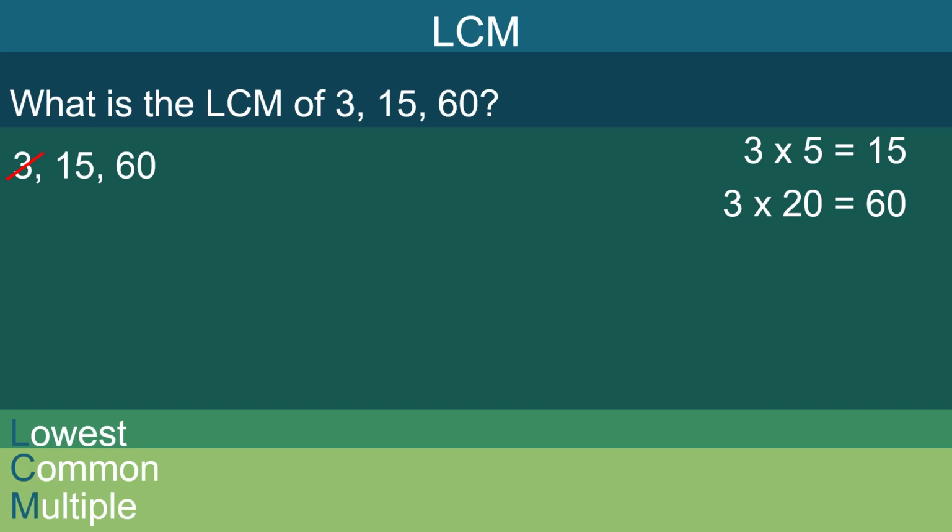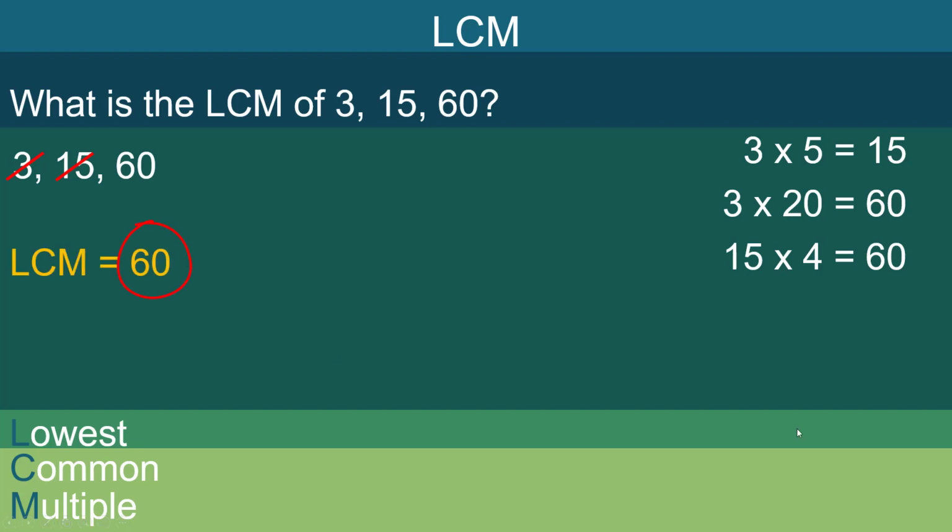So now we look at 15 and 60. Once again, 15 is a divisor of 60. 15 times 4 is 60. So, since one number is a divisor of the other, we ignore that number. You are now left with 60. Therefore, 60 is the LCM.